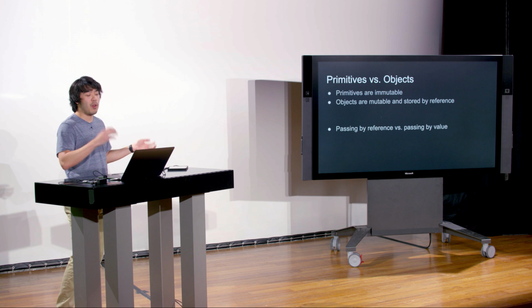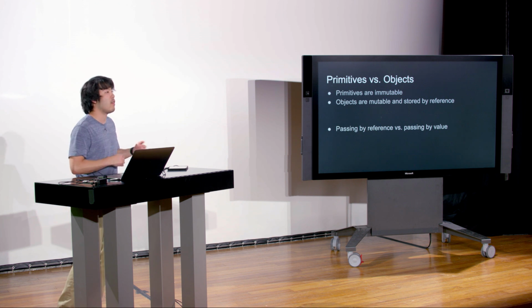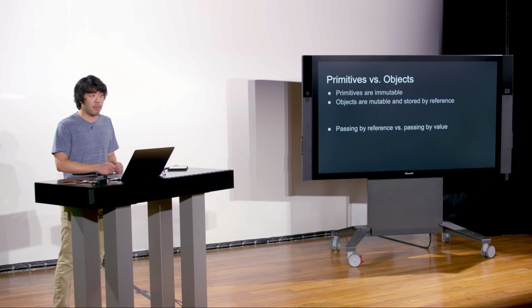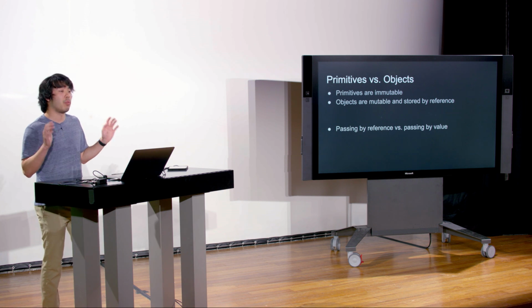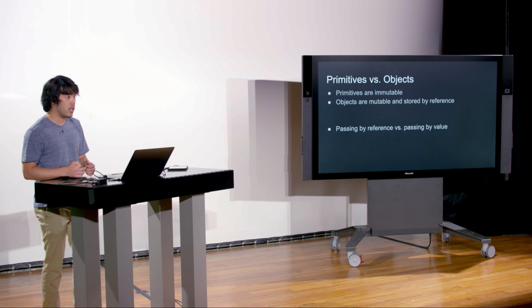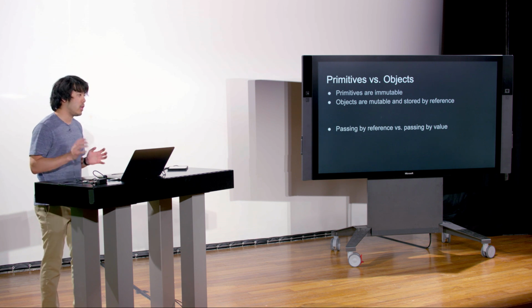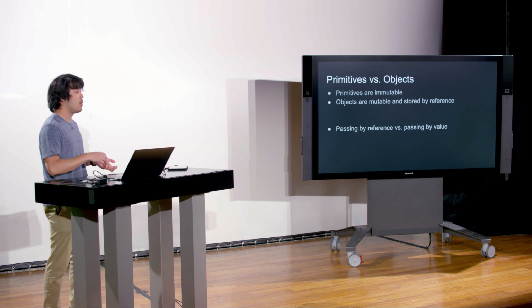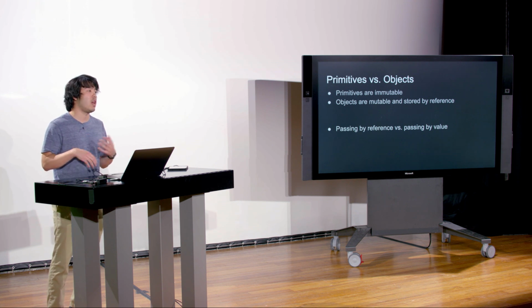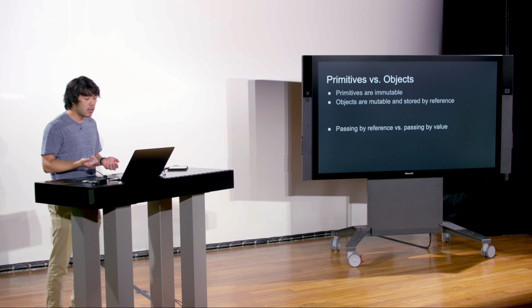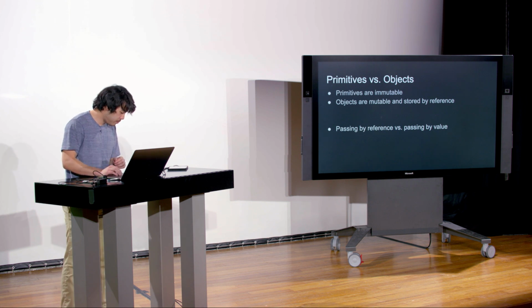But the opposite of that would be storing something by a value, which is what happens when you have primitives. So like I said earlier, primitives are immutable, which means once you create a primitive, it can't actually be changed. And when you want to change something, you actually create a new primitive and replace that old one. Whereas mutable things are actually stored by reference, and you can actually change that object. And so let's play with that a little bit.